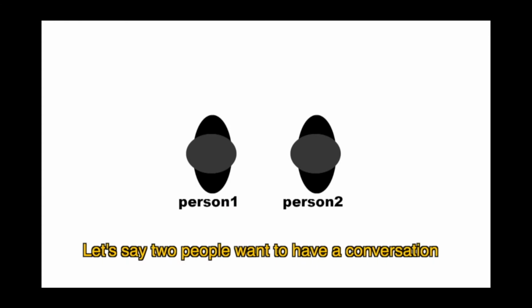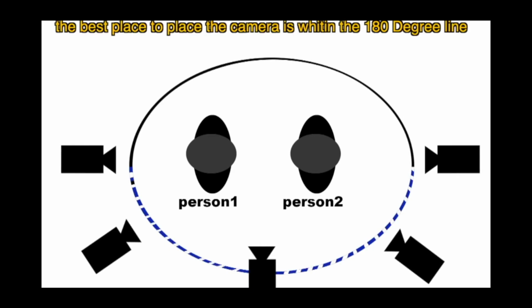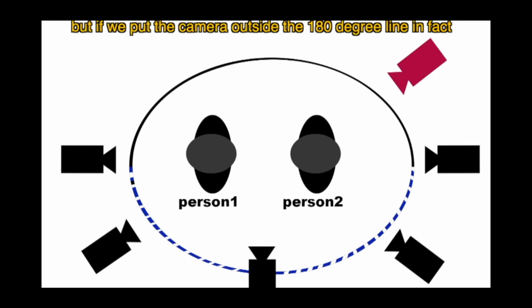Let's say two people want to have a conversation. How would you capture that action? The best place to put the camera is within the 180 degrees. But if we put the camera outside the 180 degrees, in fact we are breaking the rule, which can cause the character positions to change.